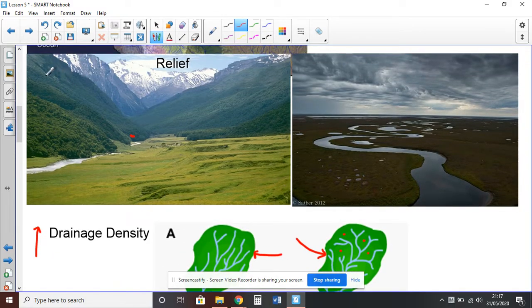I've talked about this one. Steep slopes will mean water will drain very quickly to the river. On flat slopes, water will take a long time to drain because gravity is not going to pull it so fast. Although you will notice there are lots of trees in this first photograph. So whilst it is a steep slope, a lot of the water will be absorbed by the vegetation here.